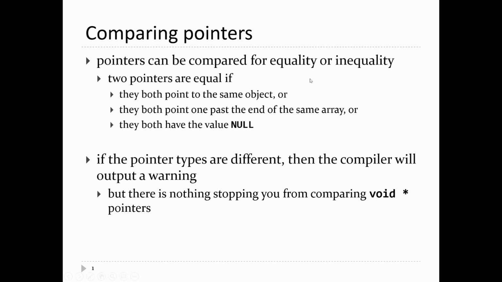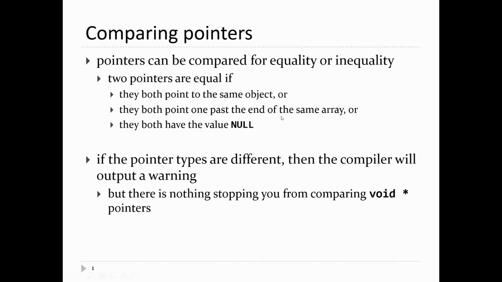So today is more pointers and array stuff. Pointers, you can compare them, which you might think is a little weird, but you can actually compare two pointers for equality or inequality using equals equals or not equals. But you have to be careful about how C defines what it means for two pointers to be equal. C considers two pointers to be equal if they both point to the same object, which makes sense. If they're not pointing to the same object, the pointers are not equal.